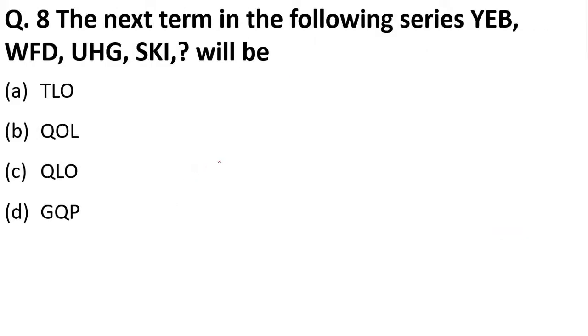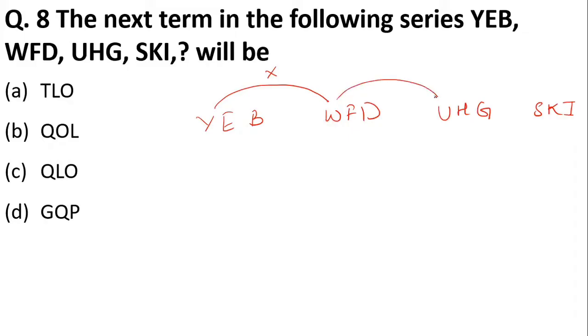Another series question. Let's do it. YEB WFD UHGSKI. Okay, let's write it. Next term you have to find. So see, in this term, X is missing, WXY. In this term, V is missing. Here, T is missing. So here, Q. This term will be Q because R will be missing over here.